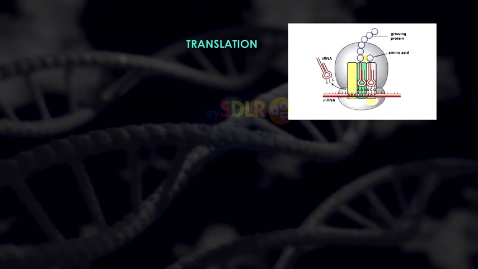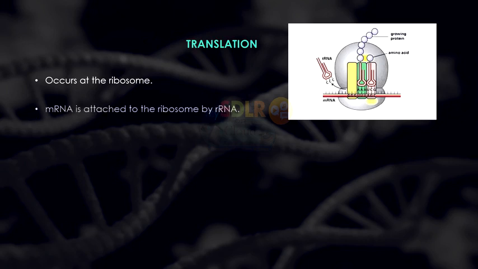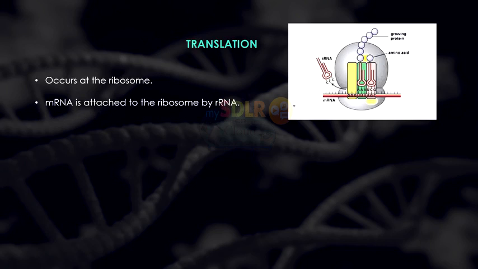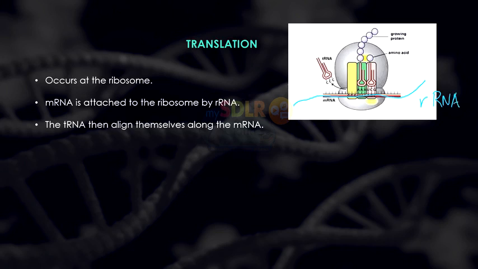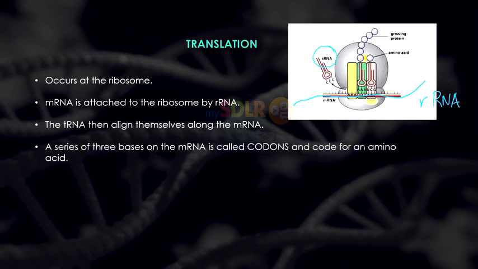The second stage in protein synthesis is called translation. This is obviously going to take place outside the nucleus, and it's going to occur at the ribosome, the site of protein synthesis. At the ribosome, the messenger RNA straddles itself around the ribosome. In order to join the ribosome, it uses rRNA, ribosomal RNA. The next step is that transfer RNA, symbolized tRNA, aligns itself along messenger RNA.